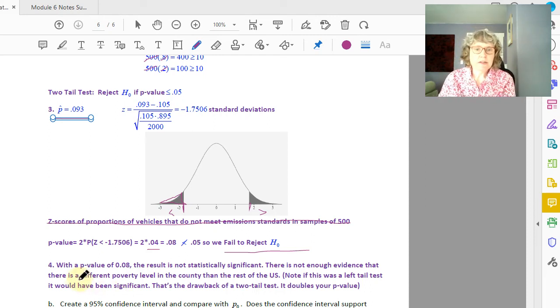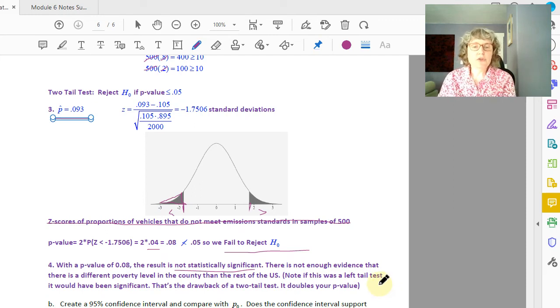Okay, so here's the conclusion. With a p-value of 0.08, the result is not statistically significant. There is not enough evidence that there's a different poverty level in the county than the rest of the US. And I kind of said this already. Note, if this was a left-tail test, it would have been significant. That's the drawback of the two-tail test. It doubles your p-value.